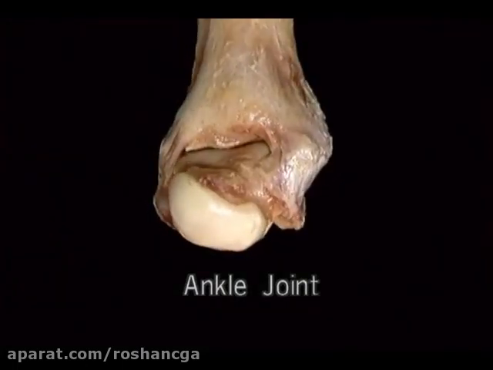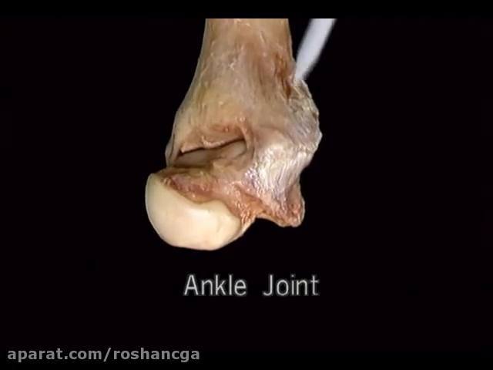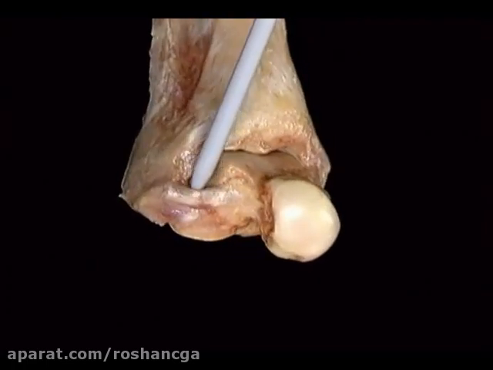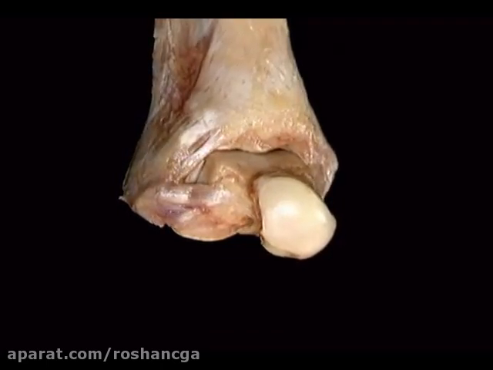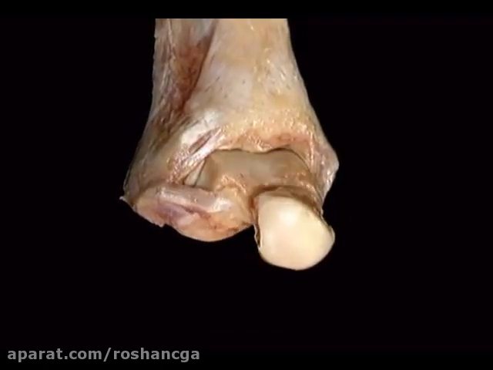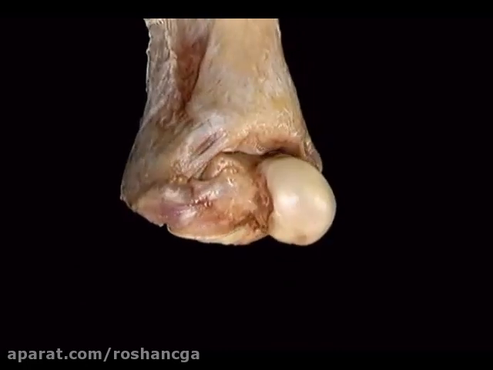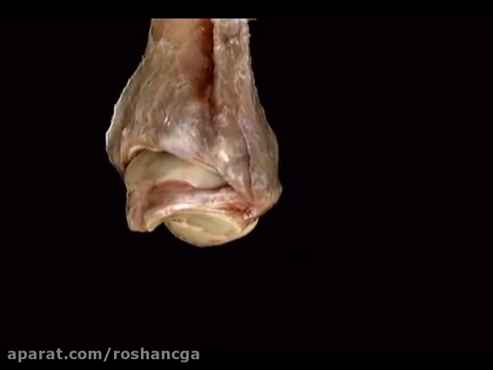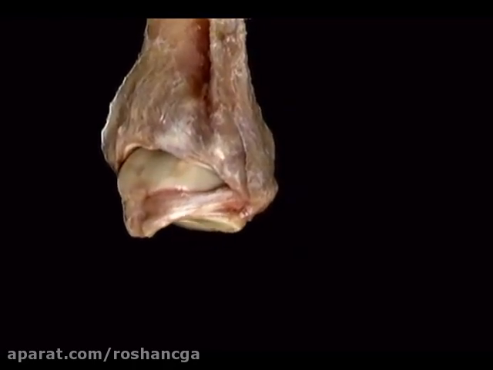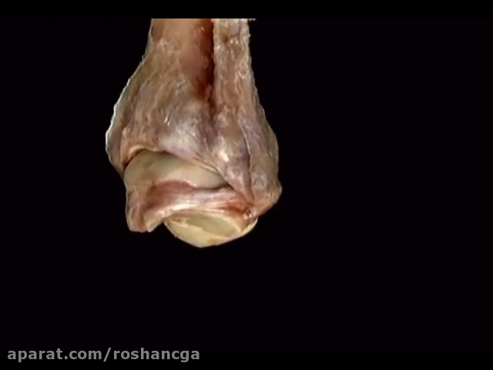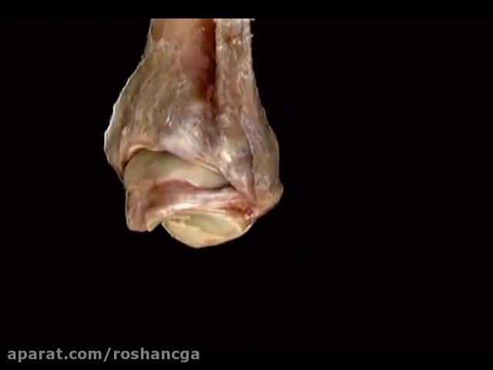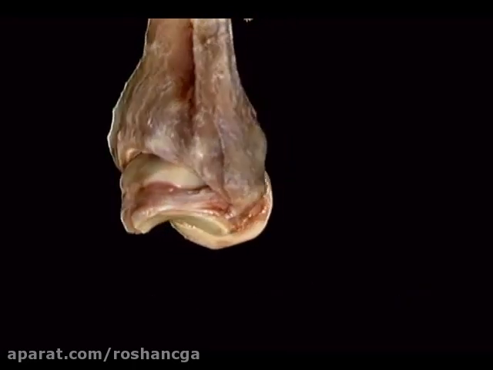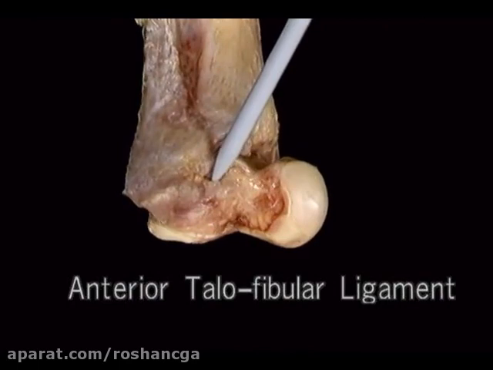Here, the loose parts of the joint capsule have been removed, leaving these thickened parts, which are the ligaments of the joint. Here's the front of the joint in plantar flexion, here's the back of the joint in dorsiflexion. On the lateral side, the joint is held together by the posterior talofibular and anterior talofibular ligaments.